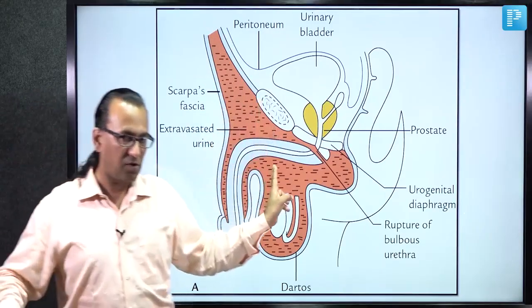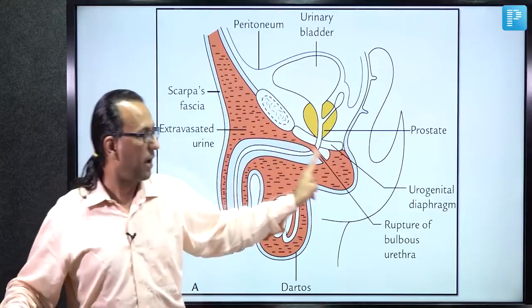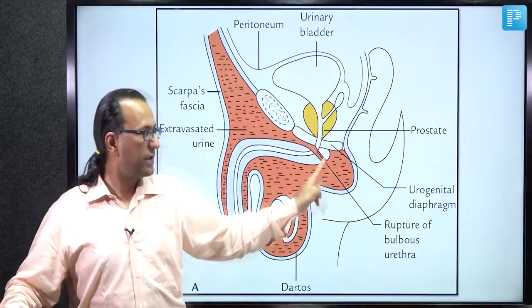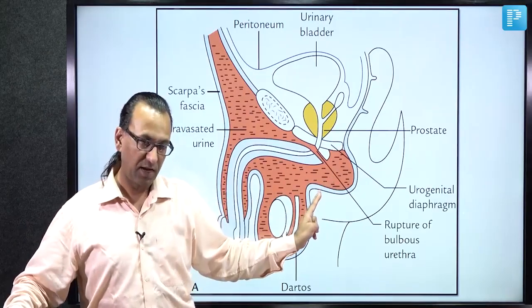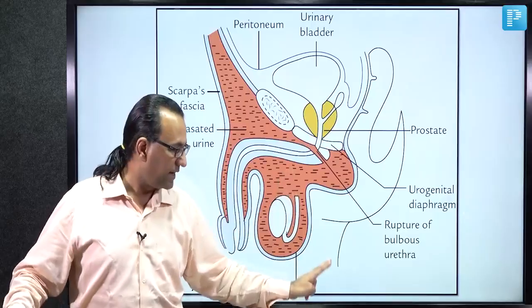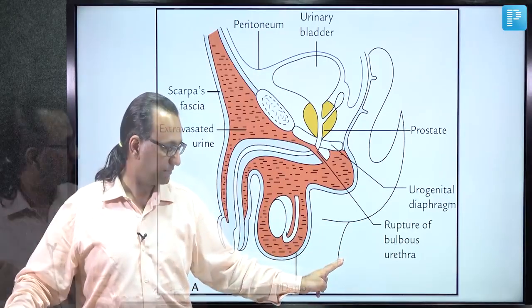Now, the urine cannot enter the deep perineal pouch because it is prevented by the perineal membrane. This urine cannot enter the ischiorectal fossa, prevented by the Colles fascia. And this urine cannot enter the thigh layers, prevented by the deep fascia lata of the thigh.